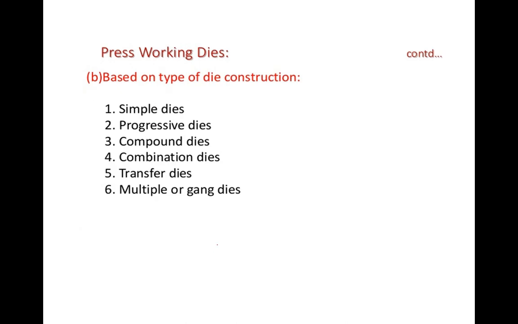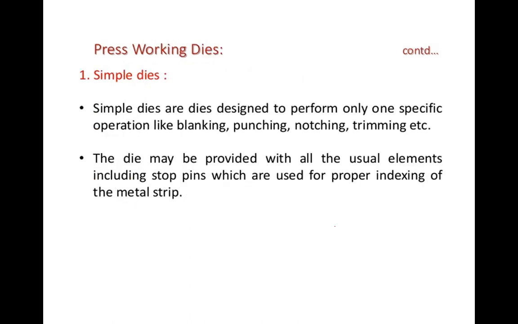Another classification of press working dies depends on die construction, that is simple die, progressive, compound, combination, transfer and multiple or gang dies. But the transfer and multiple gang dies are not included in your curriculum. So what do you mean by simple die? This simple die is used to perform only one specific operation at one station only.